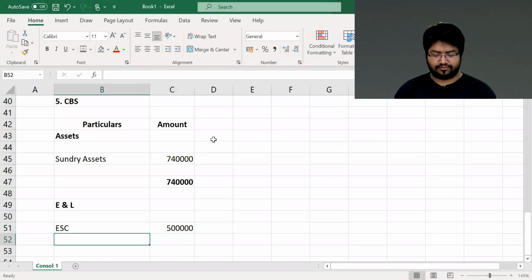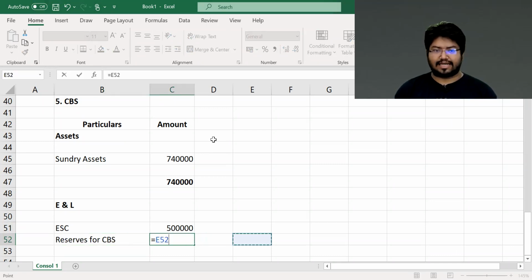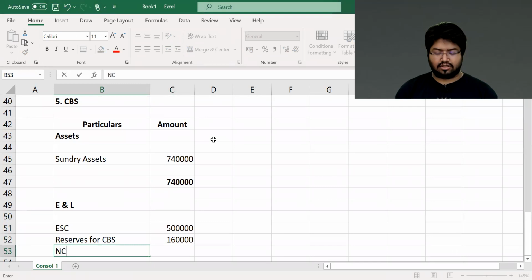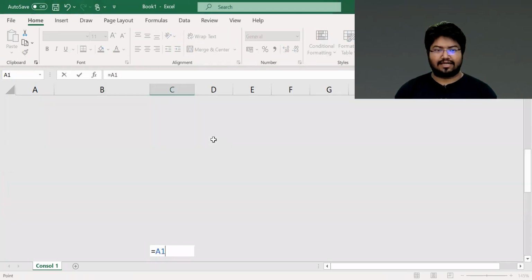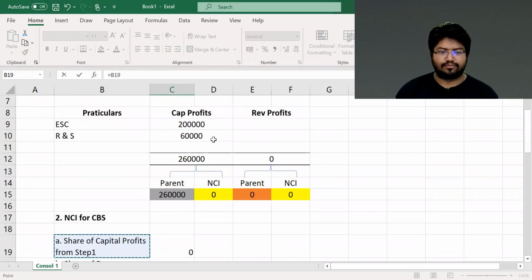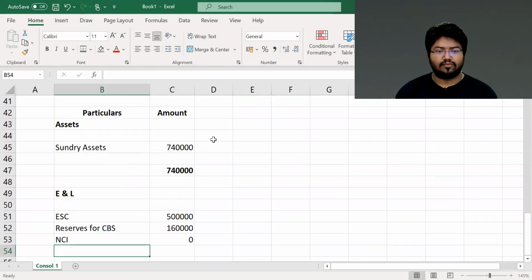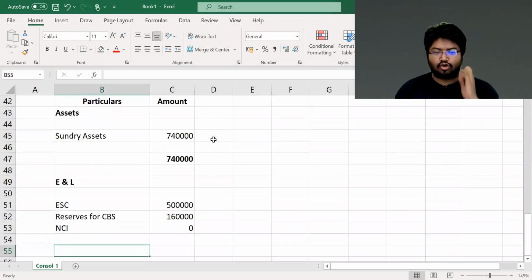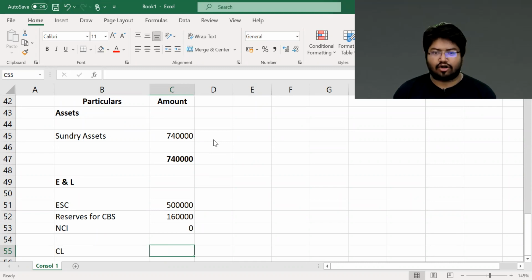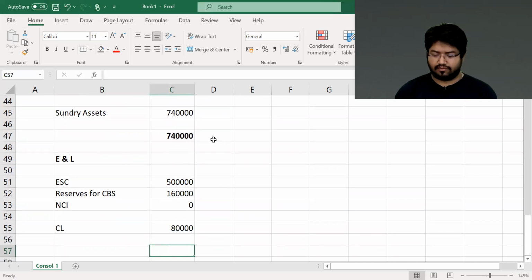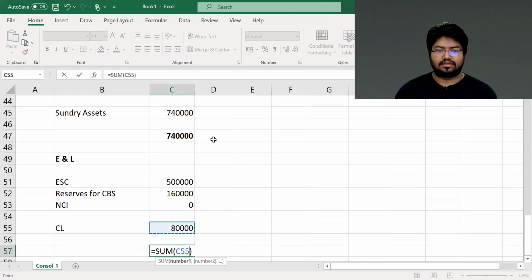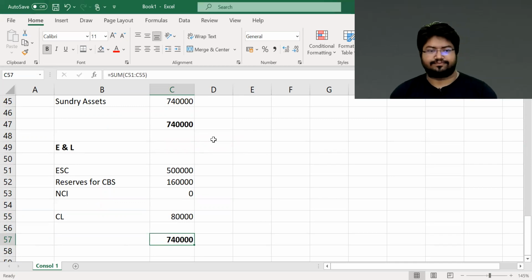Then reserves for CBS is already calculated, 1,60,000. Non-controlling interest is also calculated, but of no use. Here it is 0. And then you don't have any other non-current liabilities. You just have only creditors, which is current liabilities, the value of which is just 80,000. So if you total up all these, it's the same 7,40,000.